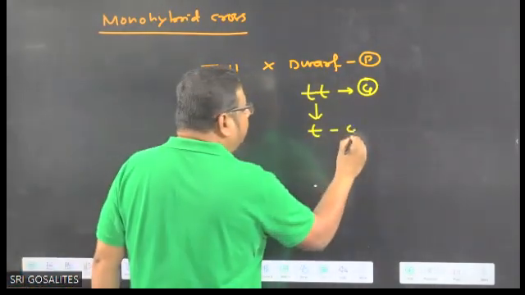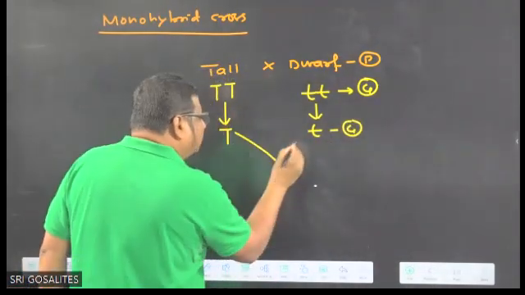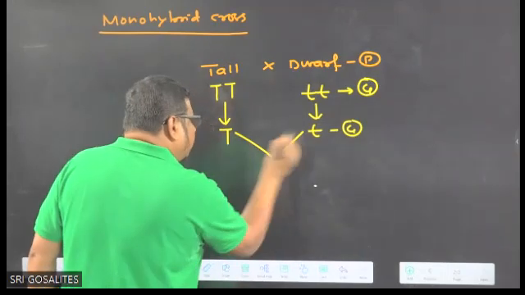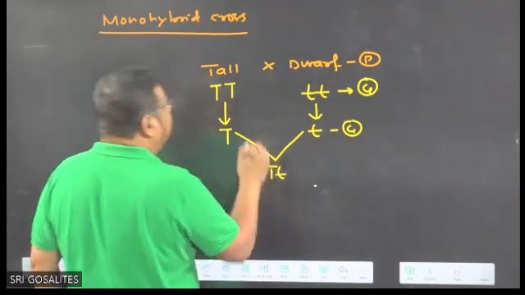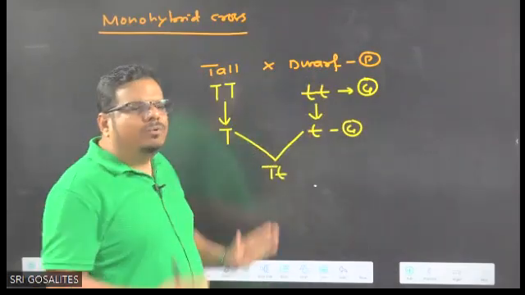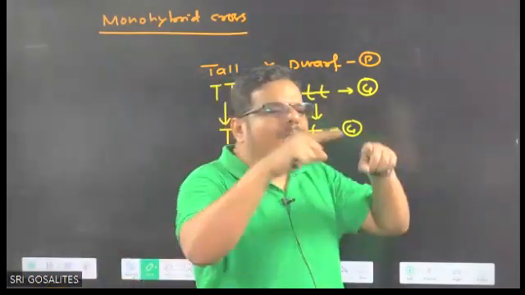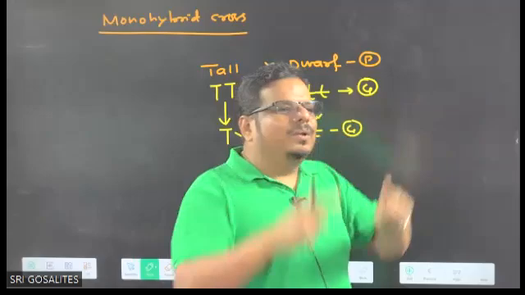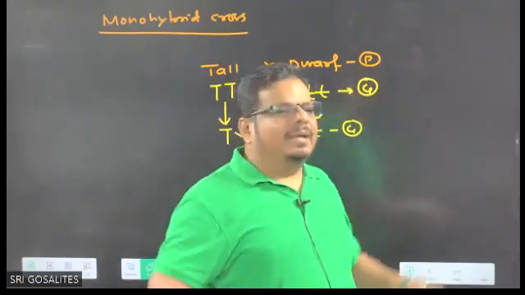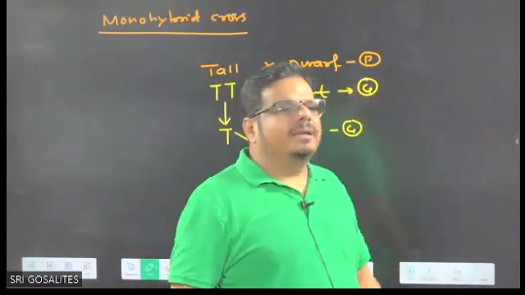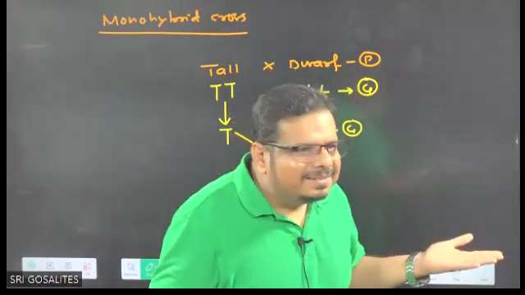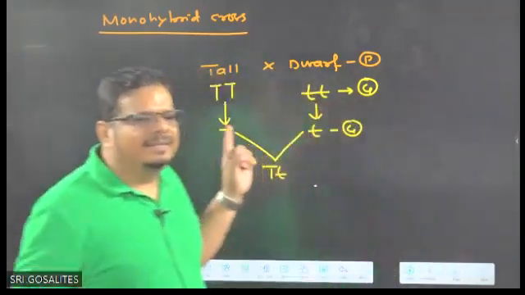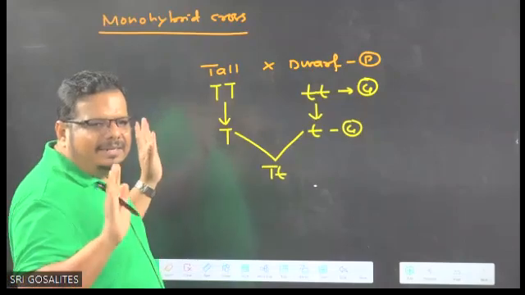Is it very clear? Now we will make a cross with each other. Capital T with a small t. Who will come? Capital T. This time I am not writing who is male, who is female. Why am I not writing? Because anyone can become male, anyone can become female, the result will remain the same in Mendelian genetics. Getting the idea? Is it clear in the mind?